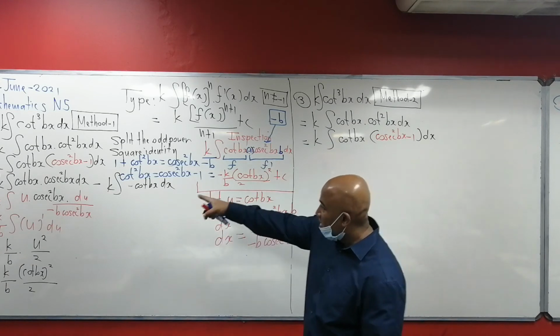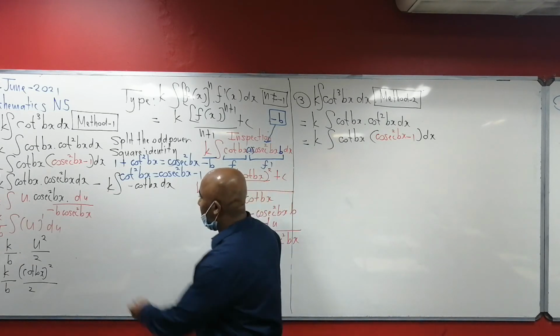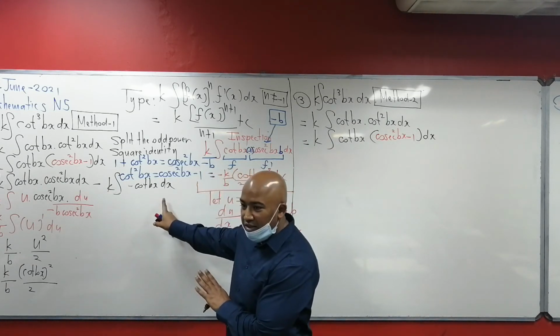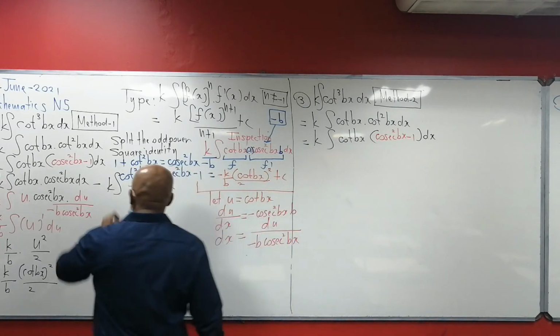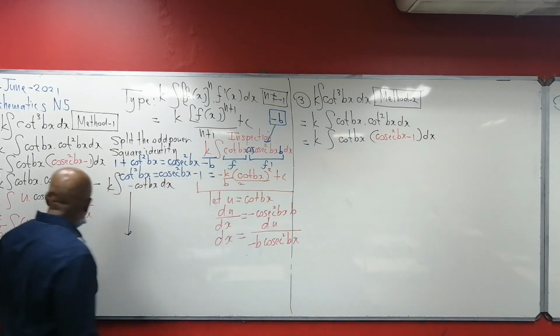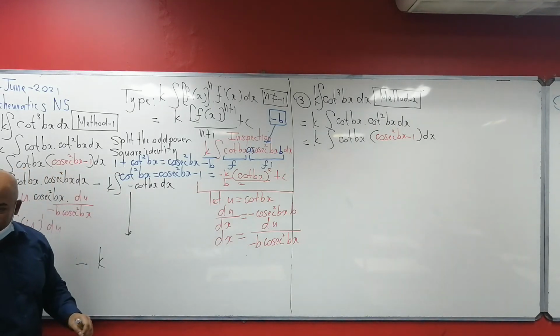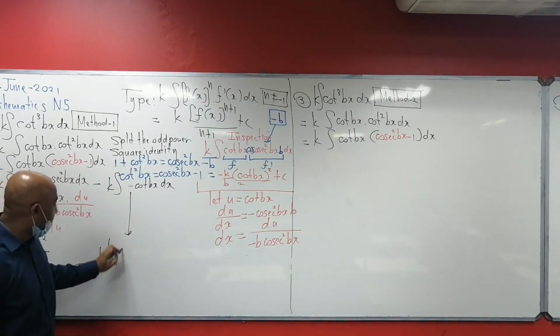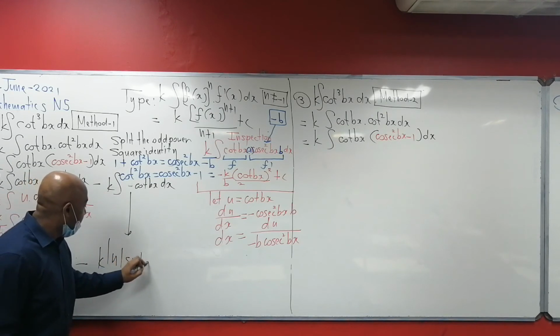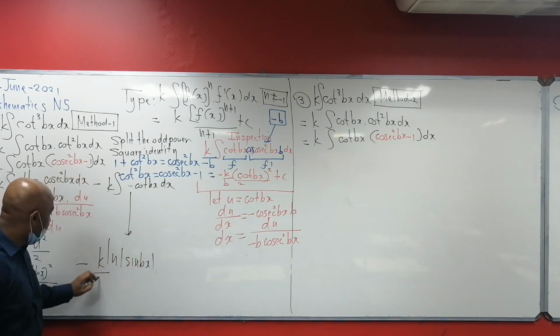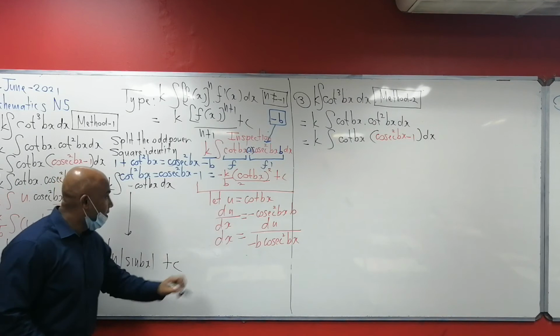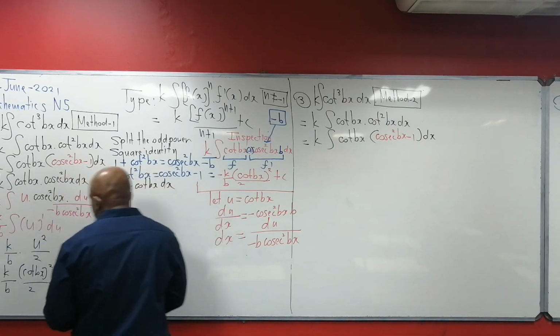So don't forget, we also got this one to do. This one is in one step. It's a standard integral. So this is going to be minus k, integrate cot. That's going to be ln of sine bx all over b plus c. And you're done.